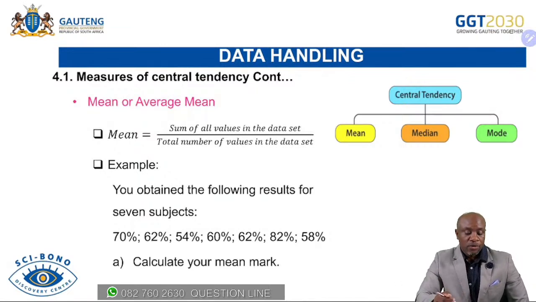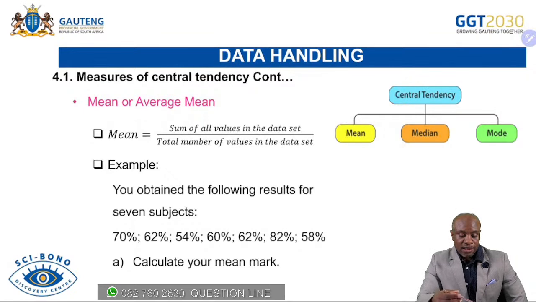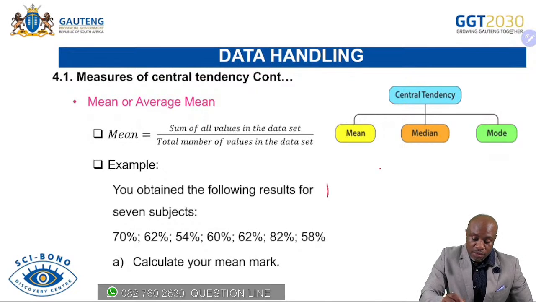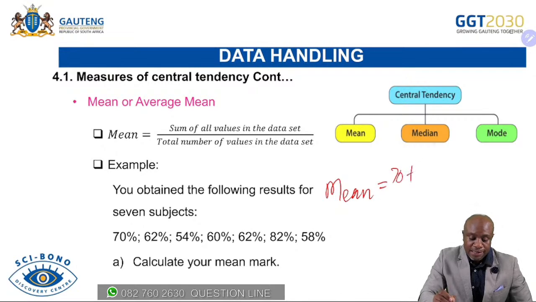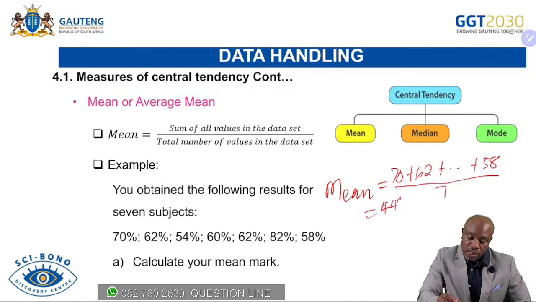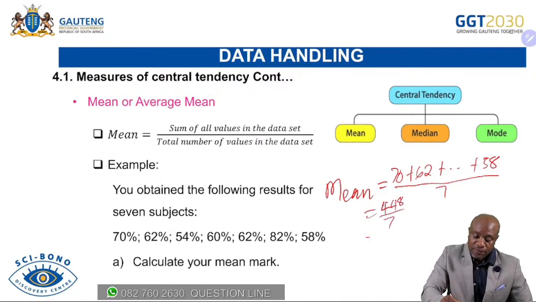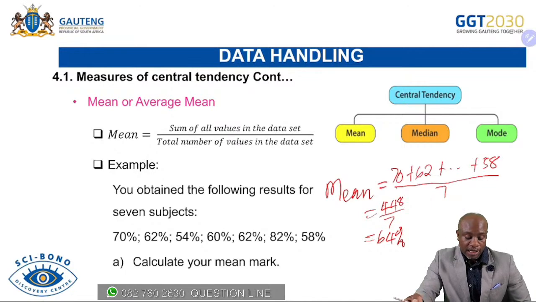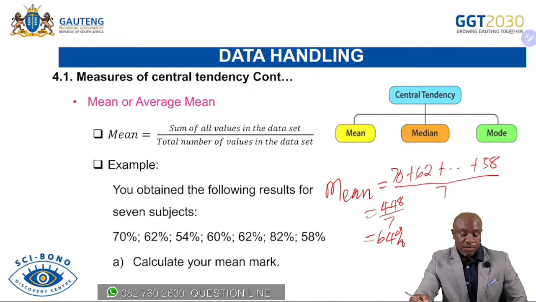We had a learner who had 7 subjects, 70%, 62, 54, up to 58, 7 subjects. And the question was calculate the mean mark. So when you calculated the mean mark, we said the mean is equal to the sum total, which was 70 plus 62 plus, and we added up to the 58, and we divided by 7. And the sum for that was 448, the total for that. Divided by 7, we got 64%. And then we summed up and said this learner had an average or a mean mark of 64%.